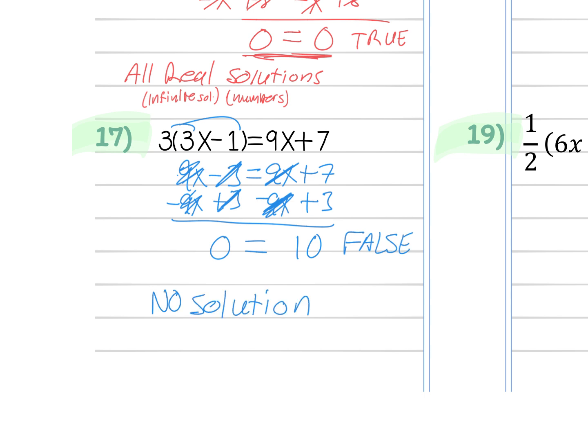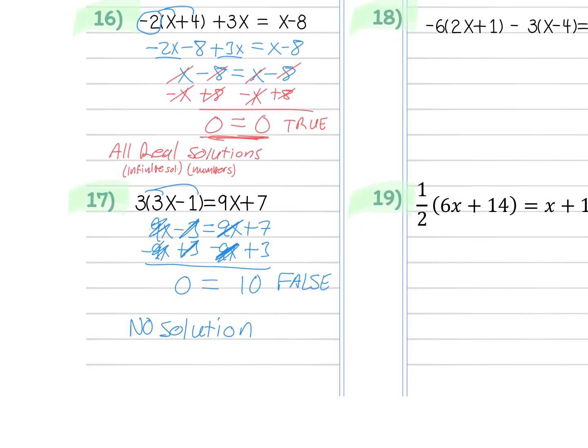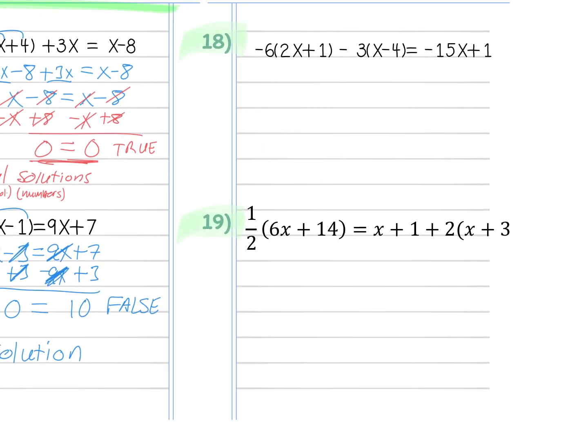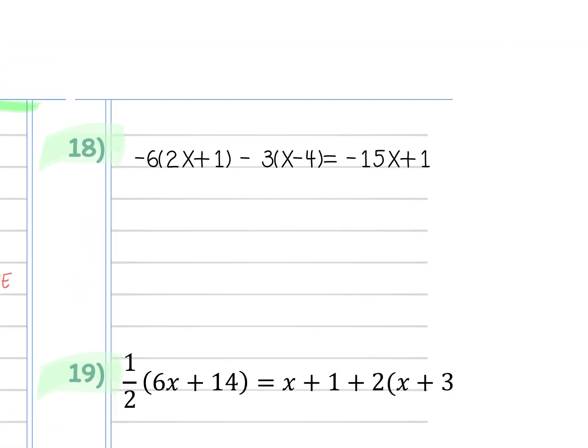All right, there's not a single number that when you plug it into x, you get a valid statement. So this is going to be no solution, no such number exists, where 0 is going to equal 10. All right, so I'm going to try the same exact thing with these next two. All right, let's see what happens over here.